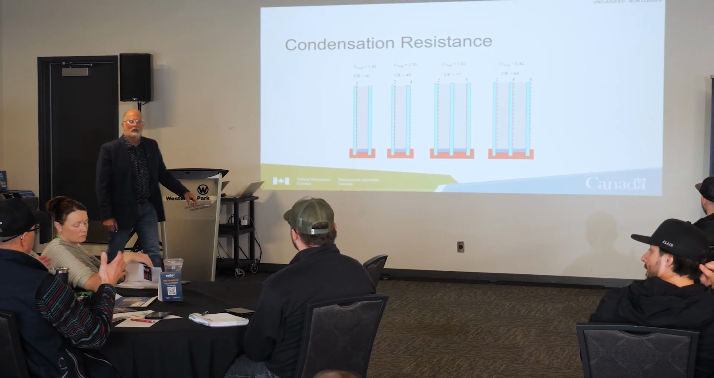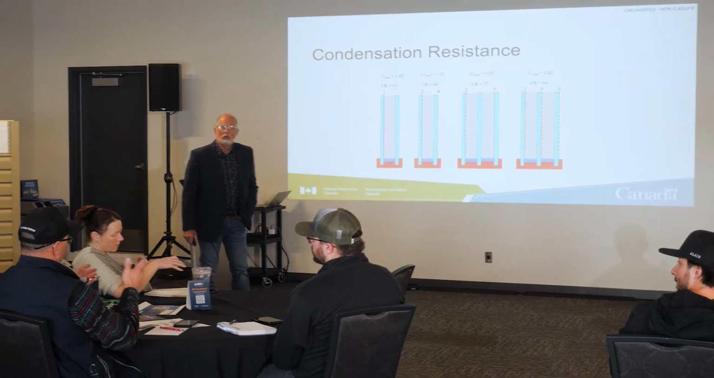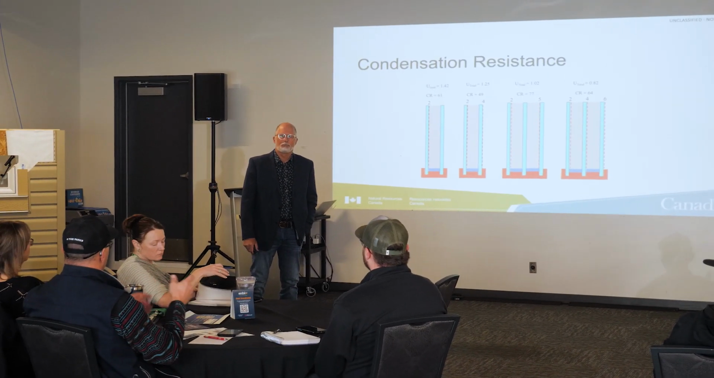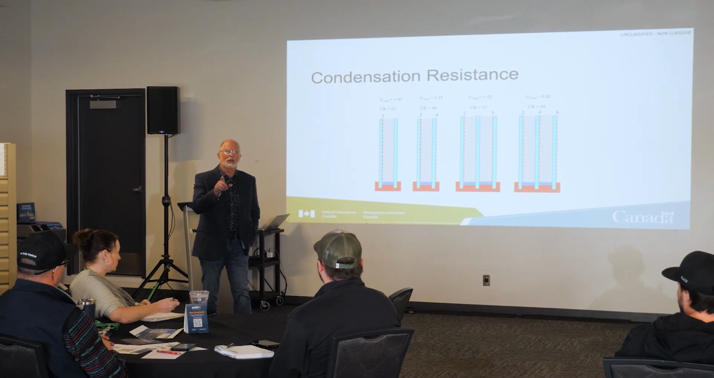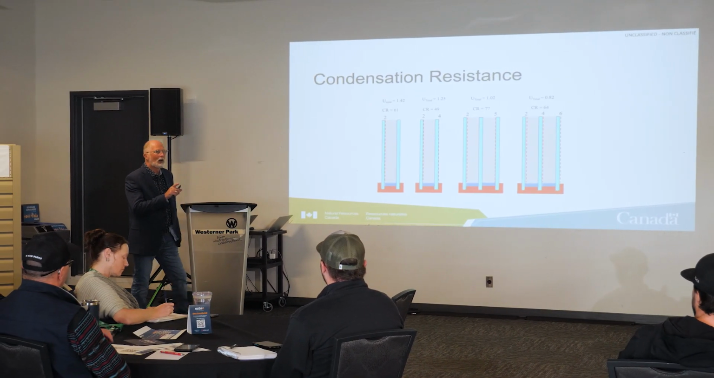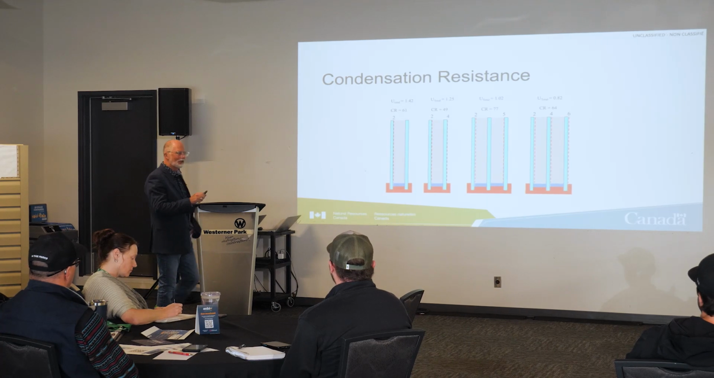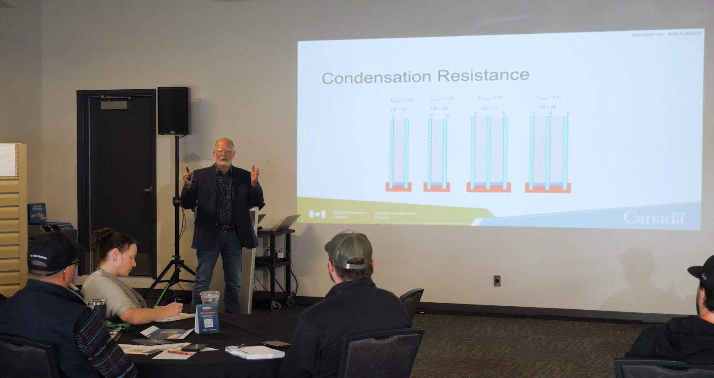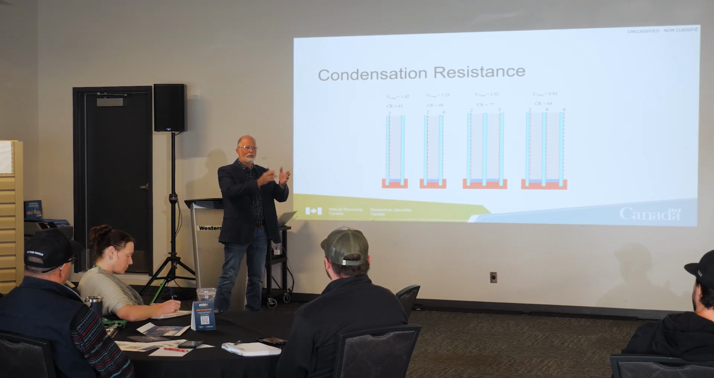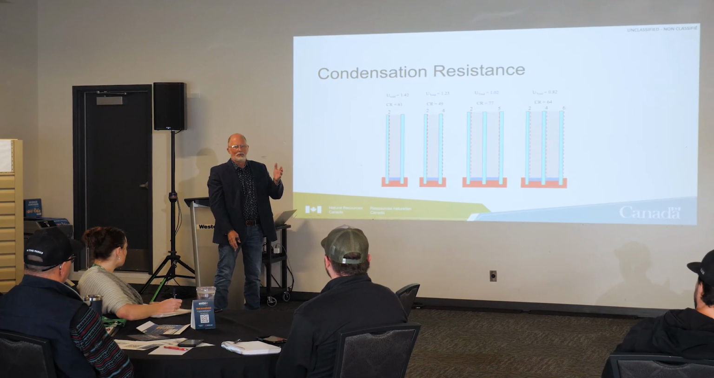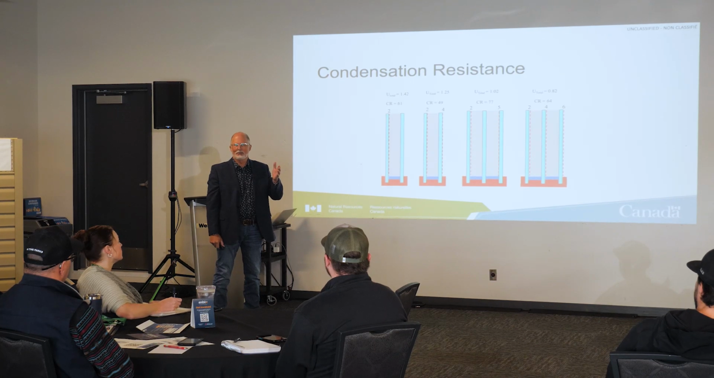Question: is there an impact on the location of the window in the assembly of the wall? Does it affect those factors? Absolutely. So the question is the impact of where the window is. Let's say you're doing an ICF house, and you move the glazing all the way to the outside, and somebody puts insulated drapes on there.